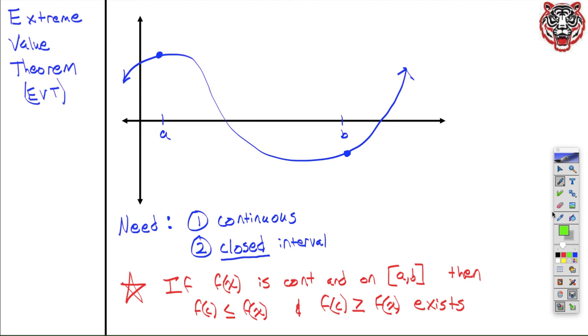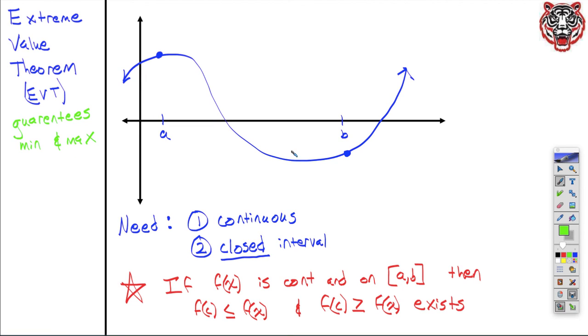So if continuous and closed, so EVT guarantees min and max. It doesn't say where they are, it just says that they exist. It's a pretty loose theorem just to say something exists. And it exists at some point C, but we don't know where that is.